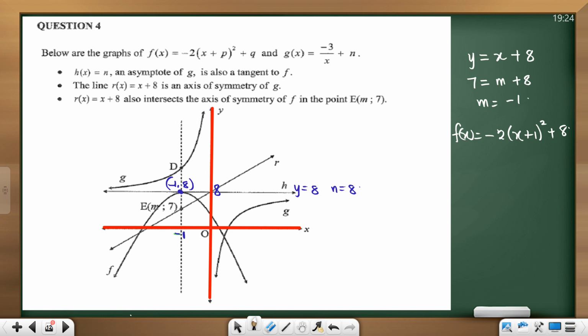Yes, please get me the coordinate of D. D is on G of x. Already we have our G of x. What's our equation for G of x, by the way? Do we remember? Negative 3 over x plus what? 8.